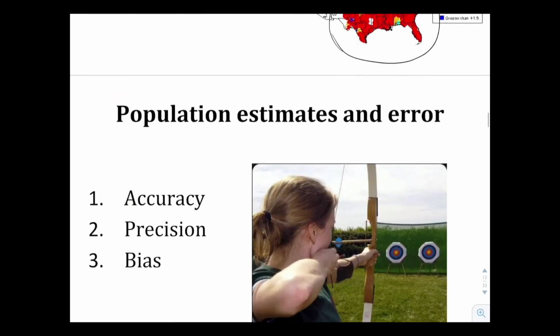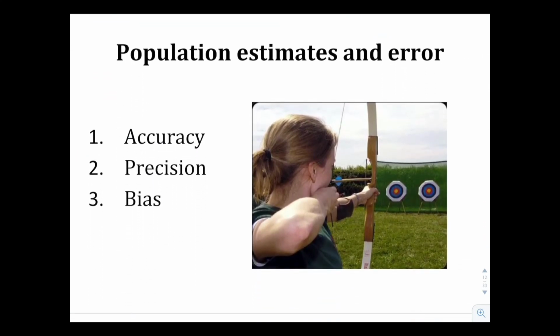But when it comes to estimating a population, as you might imagine, we know there's going to be error. So let's talk about what that error looks like.